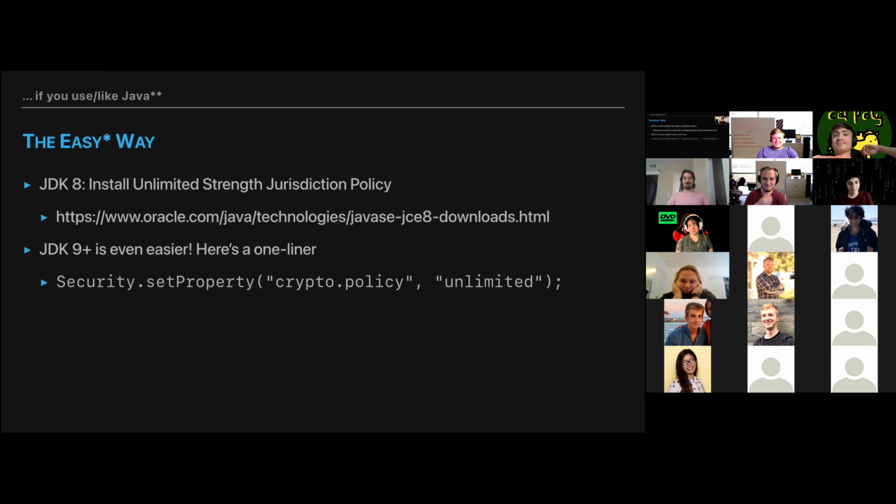Because remember on the previous slide, I covered three aspects, right? Confidentiality, integrity, and availability. If you just do this cryptography policy unlimited thing, if you go the simple way, you're still missing two aspects, the integrity and the availability. And unfortunately, I don't have any other easy tools for you like this, so I guess you're going to have to go the hard way.